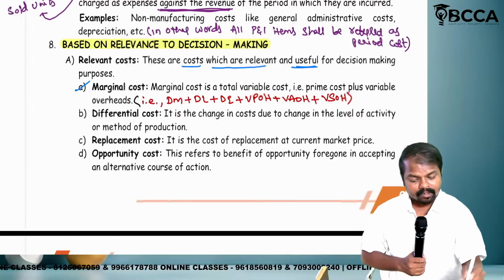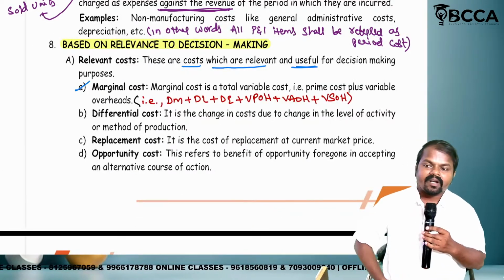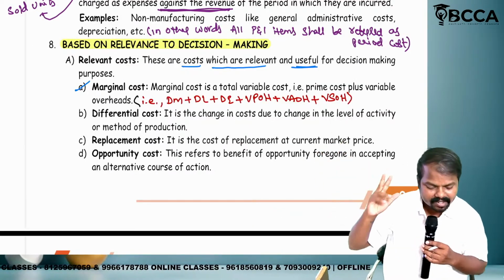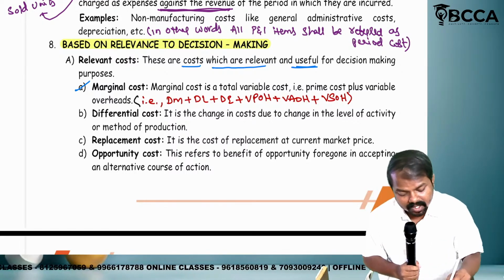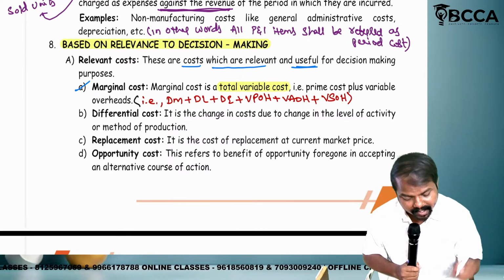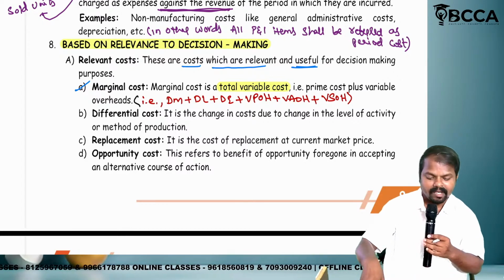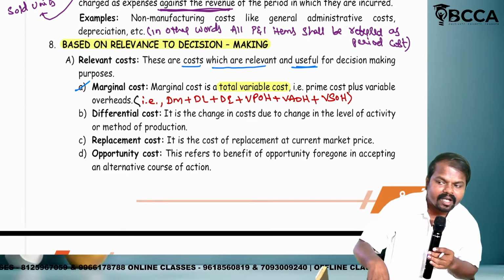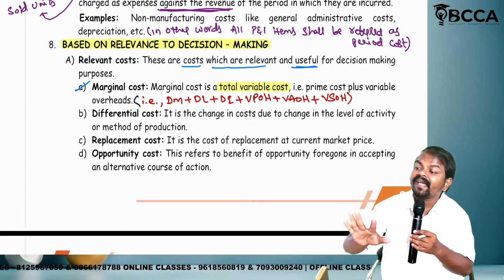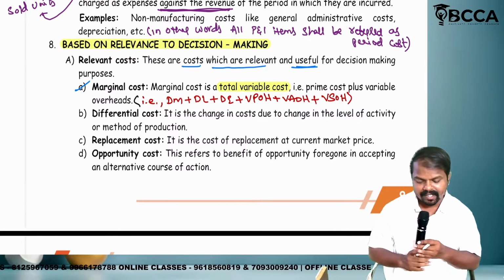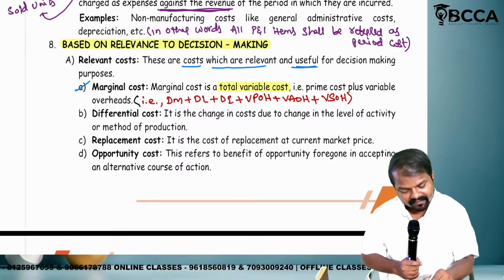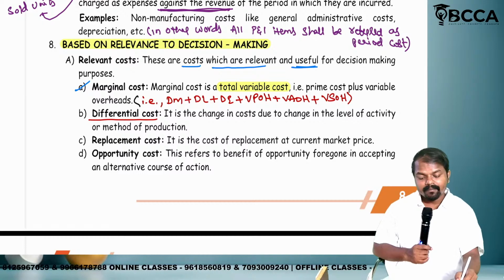Coming back to the concept book. What is meant by marginal cost, my dear friend? Marginal cost means total variable cost. What is meant by total variable cost? Prime cost plus variable portion of overhead. Now, differential cost. What cost?